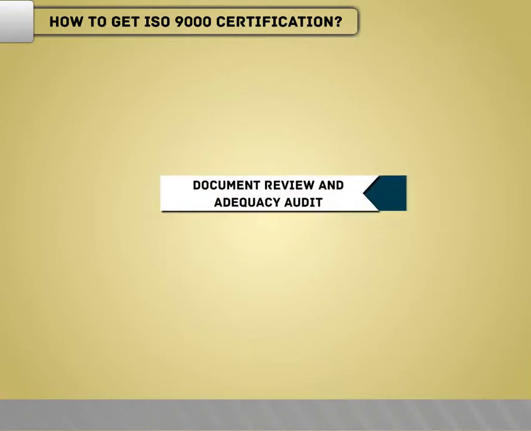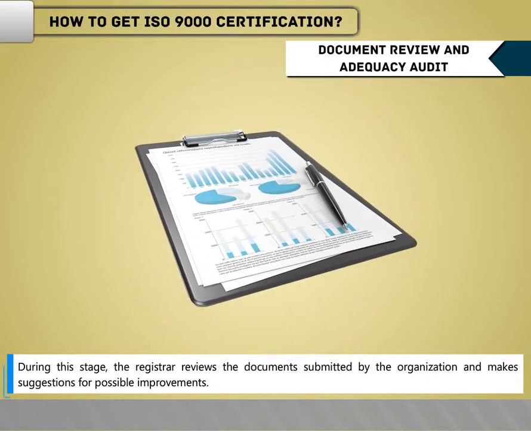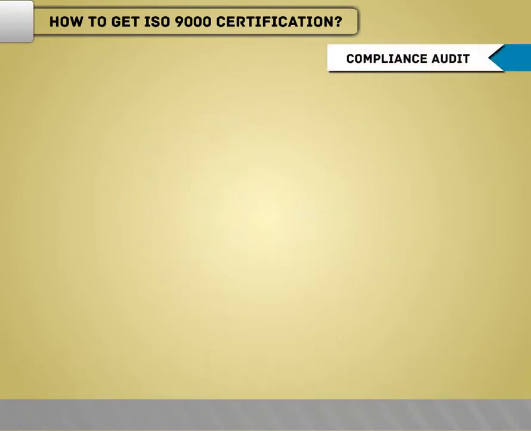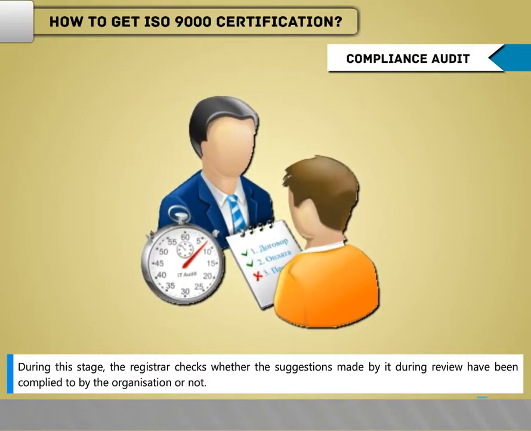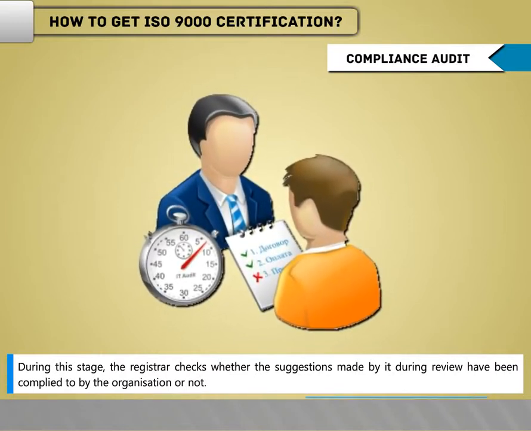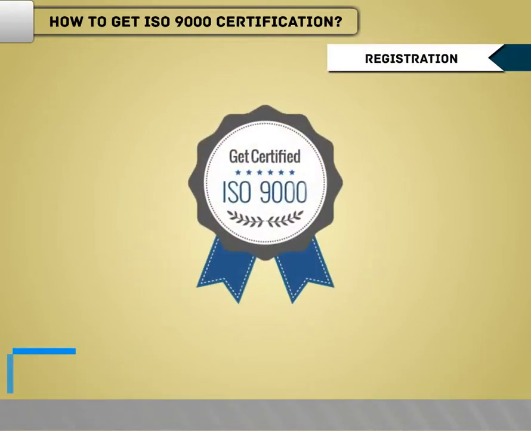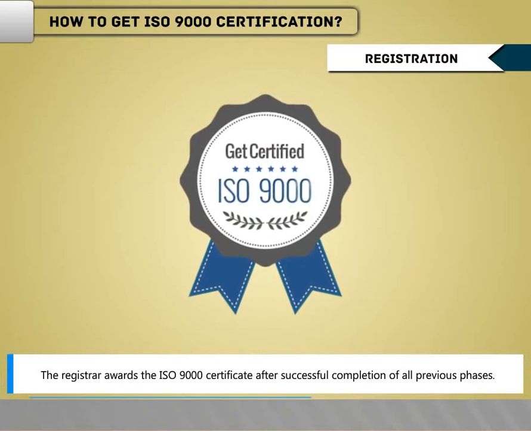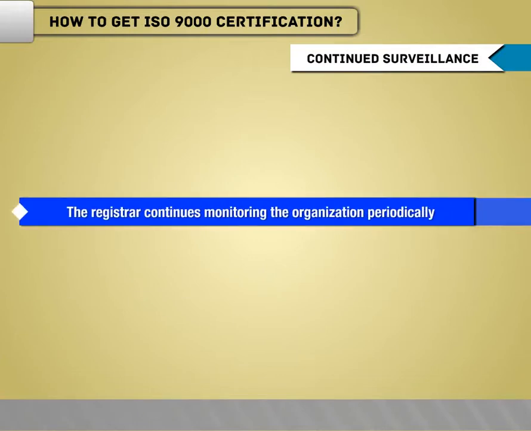Document review and adequacy audit. During this stage, the registrar reviews the documents submitted by the organization and makes suggestions for possible improvements. Compliance audit. During this stage, the registrar checks whether the suggestions made by it during review have been complied with by the organization or not. Registration. The registrar awards the ISO 9000 certificate after successful completion of all previous phases. Continued surveillance. The registrar continues monitoring the organization periodically.